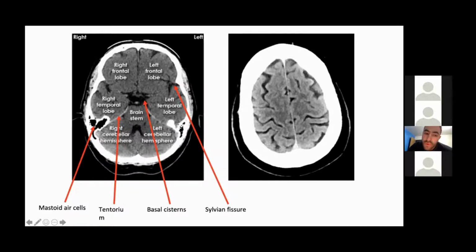And the reason this is important is because sometimes in a head injury, you can get air inside the brain or inside the skull. And so you'll spot it at various points within the brain or within the subarachnoid cisterns as areas that are even blacker and the same color as the mastoid air cells.